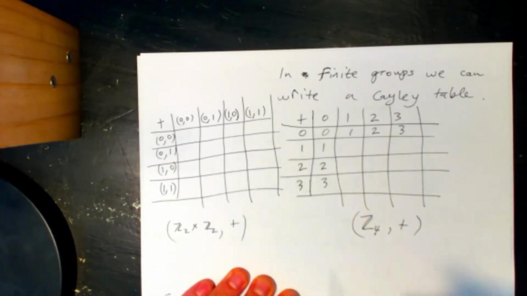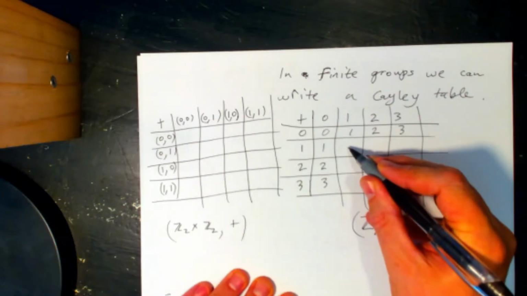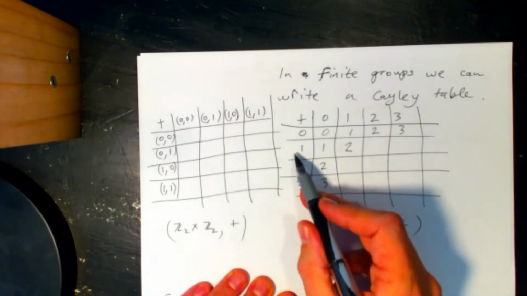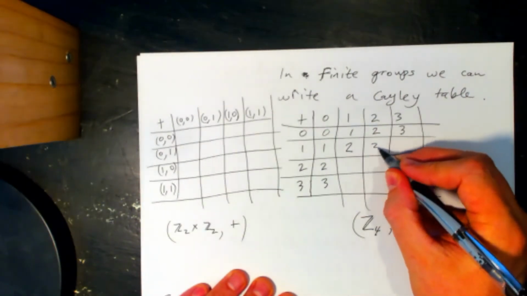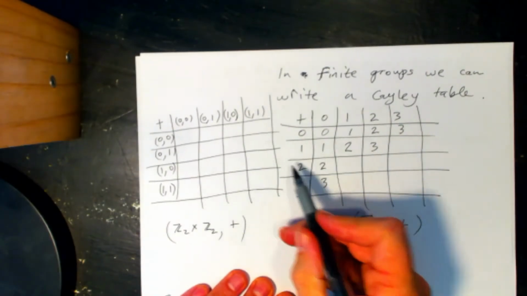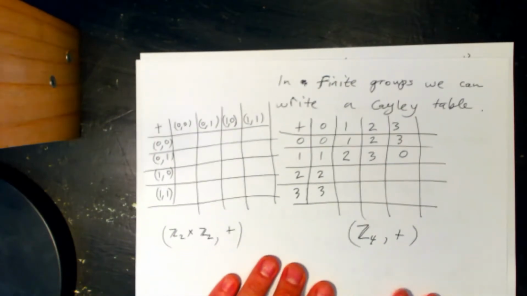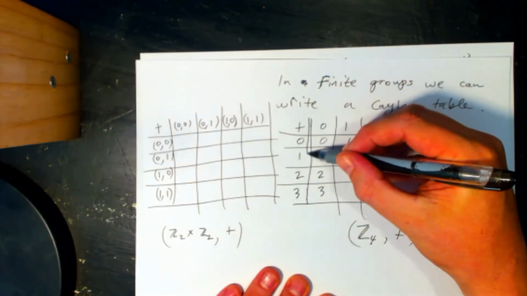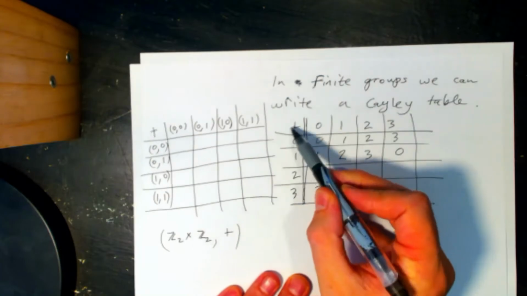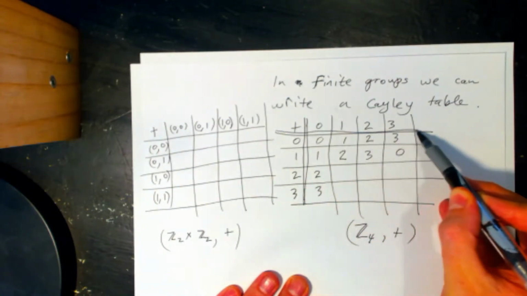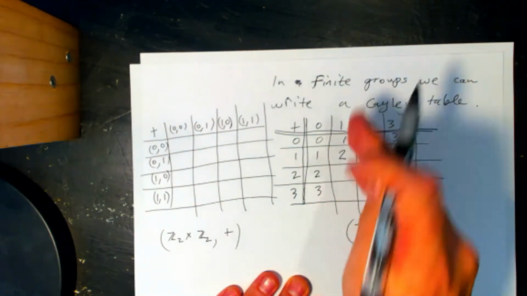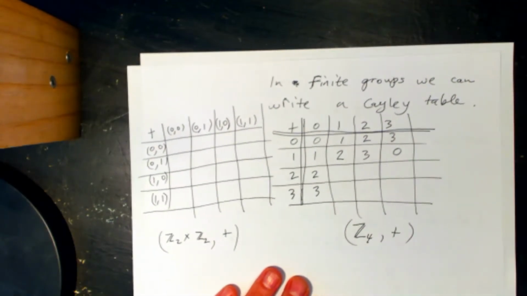Okay, so 1 plus 1 is 2 modulo 4, 1 plus 2 is 3 modulo 4, and 1 plus 3 is 0 modulo 4. Okay, and actually I think I want to make a double line just to distinguish here between the other lines and rows and columns there.